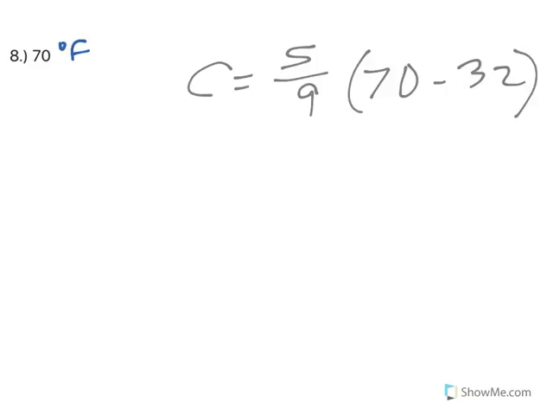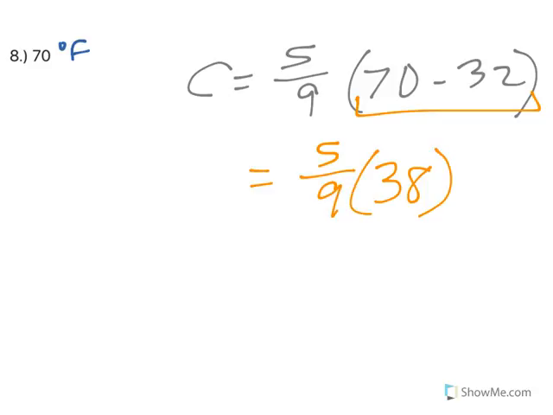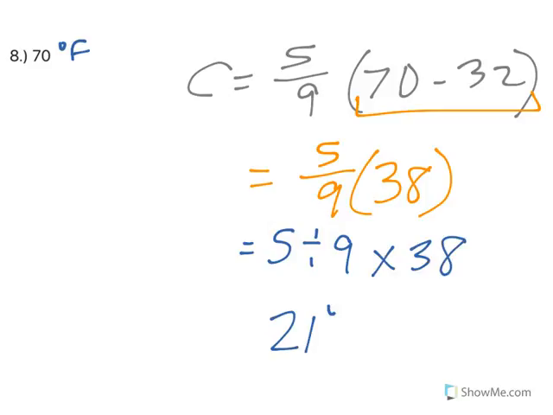70 degrees Fahrenheit. So I start with Celsius is 5/9. Inside my parentheses I have 70 minus 32. 70 minus 32 is 38. So 5/9 times 38. So I'm going to take 5 divided by 9 times 38, which will yield me 21 degrees Celsius. And again, that's rounded.